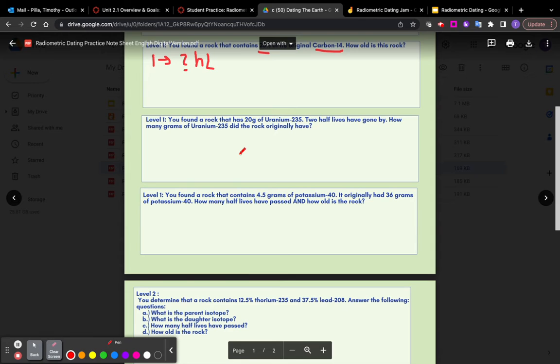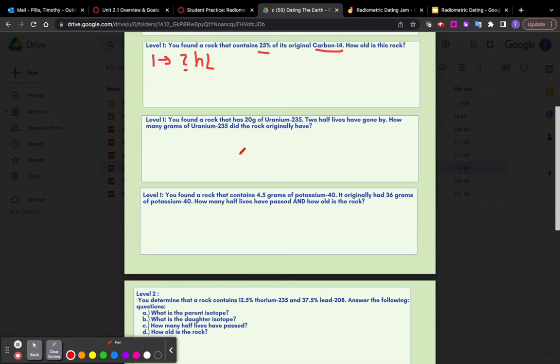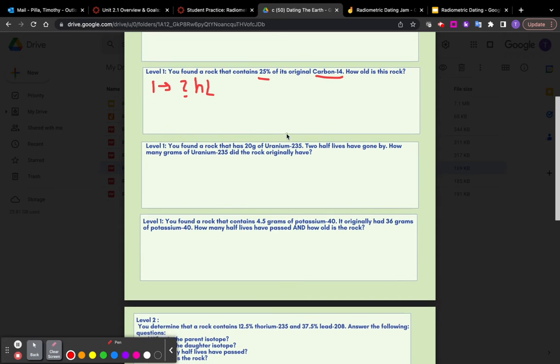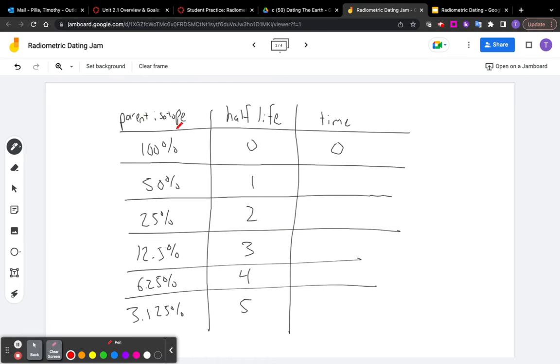Now you find a rock, now we're talking about grams. It tells you that you have 20 grams and 2 half-lives have gone by. How many grams of uranium did the rock originally have? So this is a little bit different. Now instead of looking at percents, they tell you that you had 20 grams to begin with. And so for this one, we kind of have to work backwards.